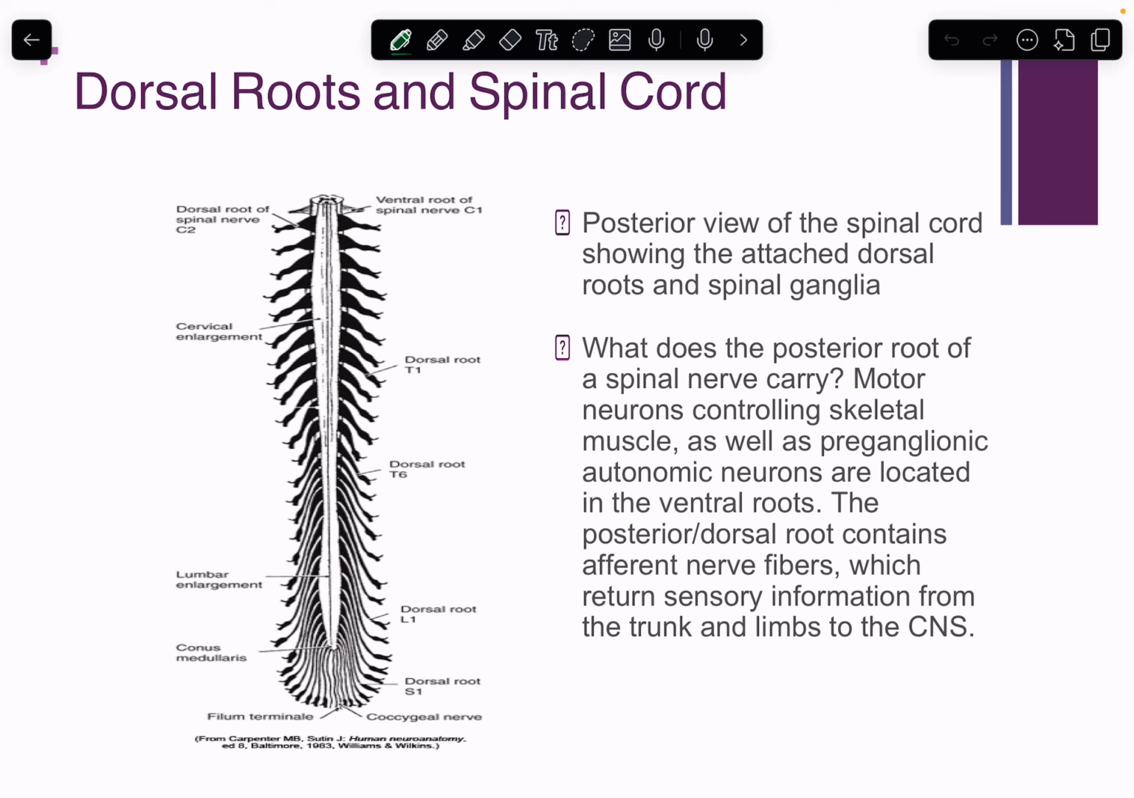How about our ventral roots? What does it carry? The ventral roots of the spinal cord carry motor or efferent information. Again, it's coming from the central nervous system, now going down to the body's muscles and glands.